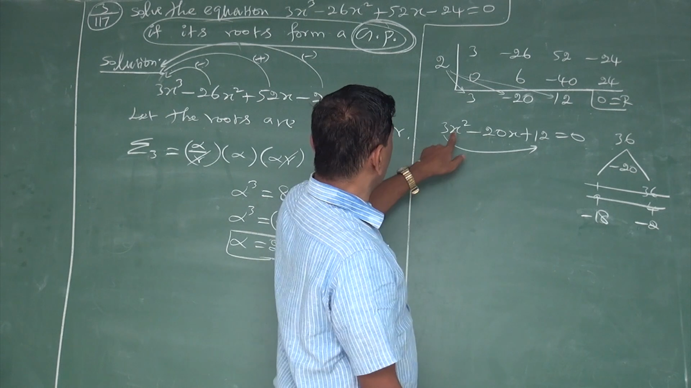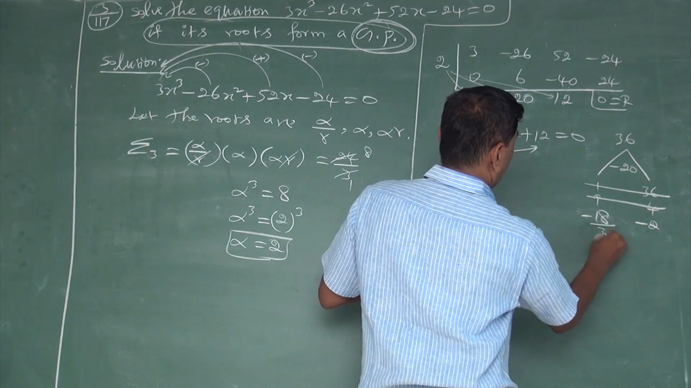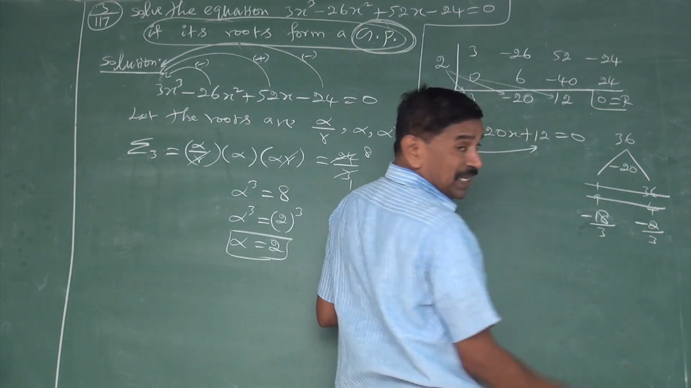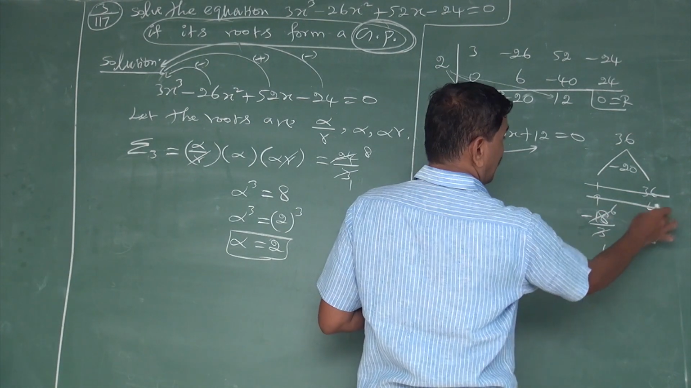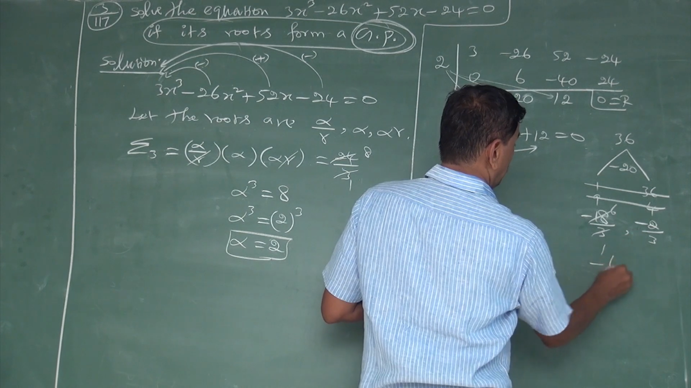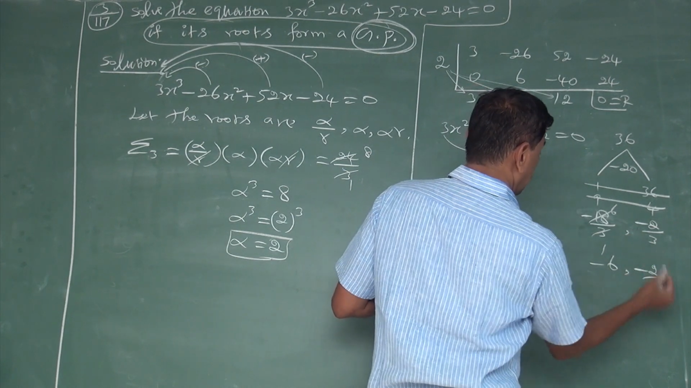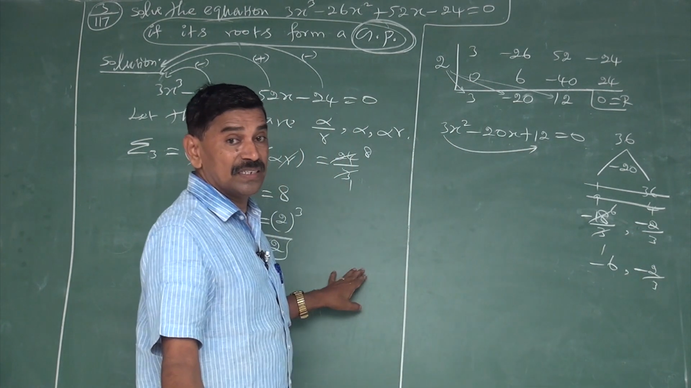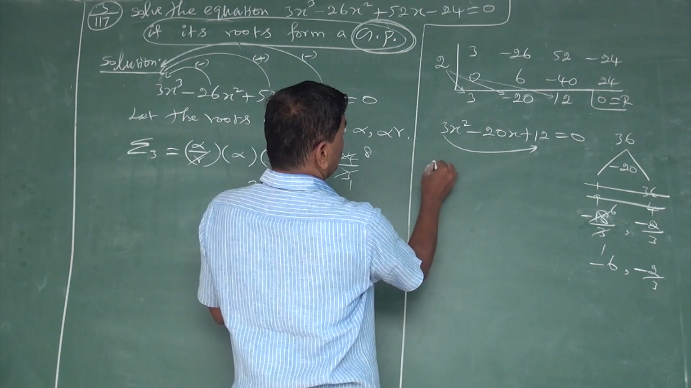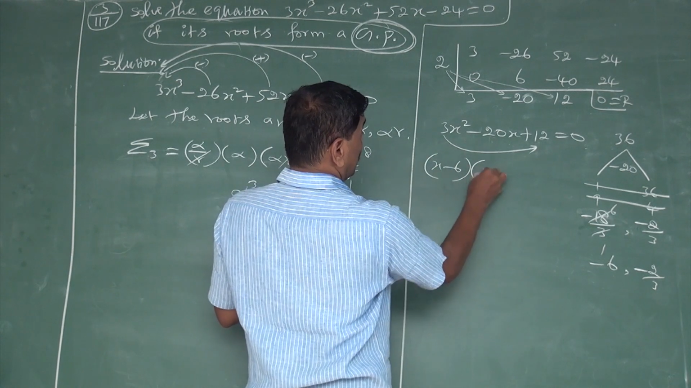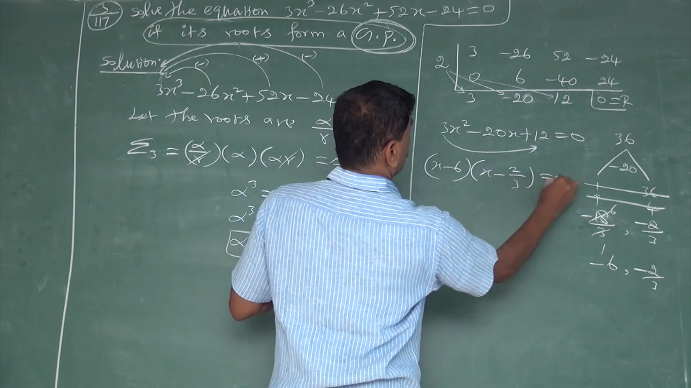Now the x square coefficient is 3, therefore divide by 3 and by 3. Now simplification please. Minus 6, 1 3 is 3. 6 3s are 18. And here no simplification. So the middle term comma minus 6 comma minus 2 by 3. Can you tell me the factors? x minus 6 and x minus 2 by 3. So x minus 6 into x minus 2 by 3 is equal to 0.